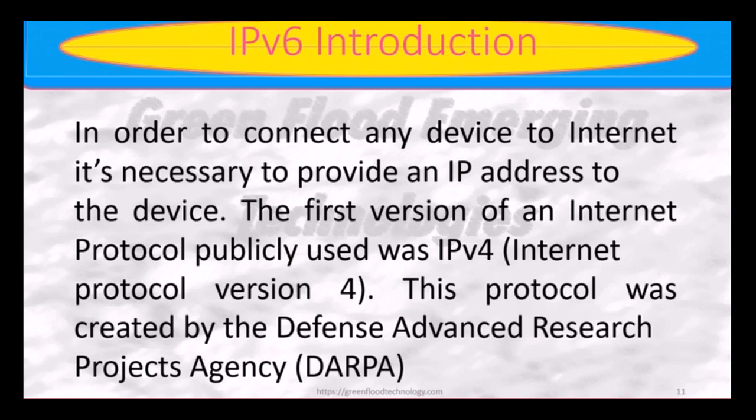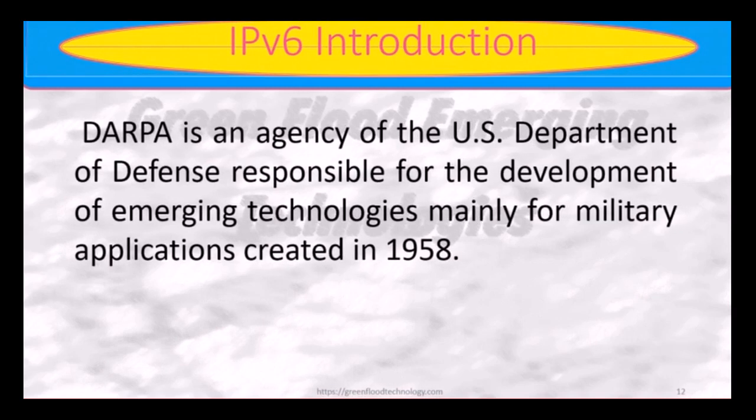The first version of Internet Protocol publicly used was IP version 4. This protocol was created by the Defense Advanced Research Projects Agency, or DARPA. DARPA is an agency of the U.S. Department of Defense responsible for the development of emerging technologies, mainly for military applications, created in 1958.